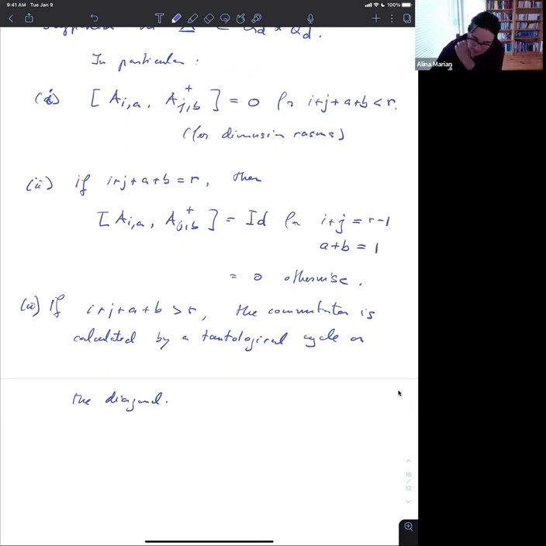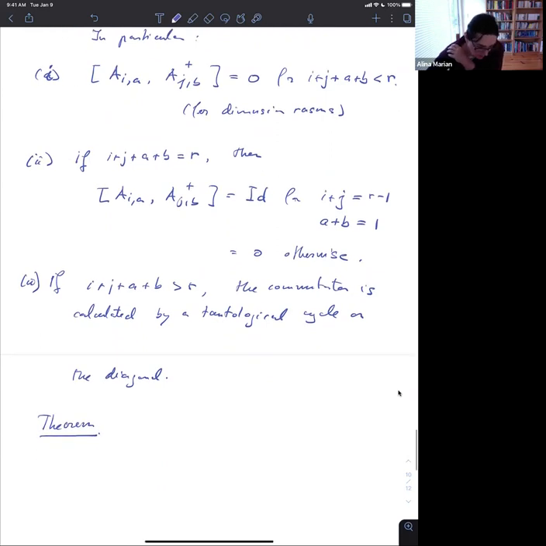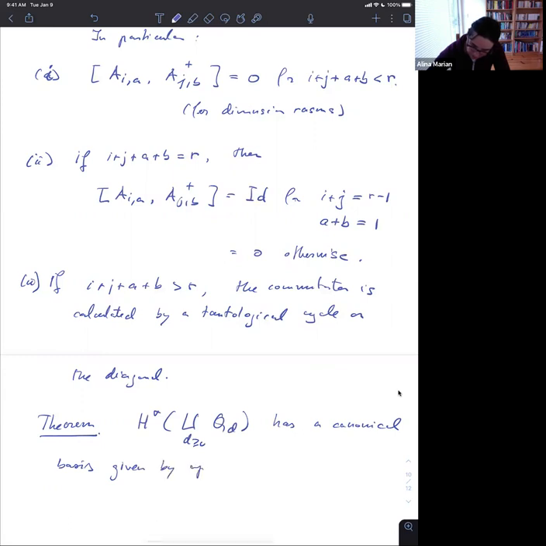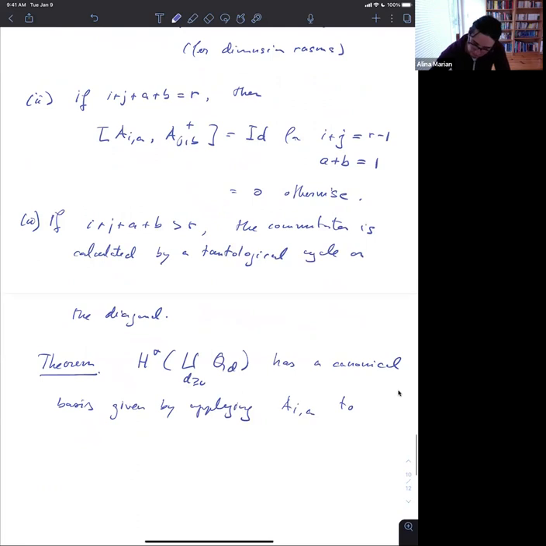So yeah, so what this means though, is that, let's write this as a theorem, the cohomology of the quot schemes in this case has a canonical basis. Okay, given by applying these operators, the operators I, A, A, to a basic state zero, say to the zero where this just spans.